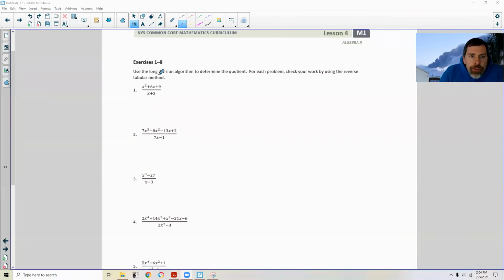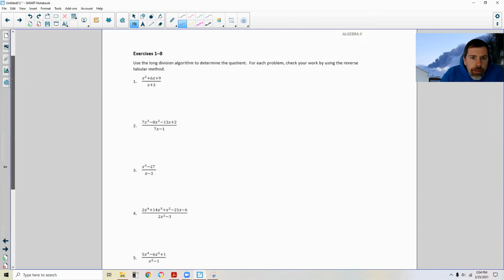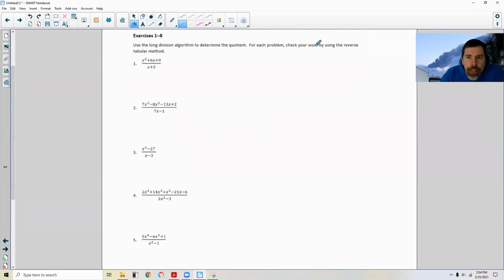Okay, page 3, exercises 1 through 8 says to use long division algorithm to determine the quotient, but then they want you to check by using reverse tabular method. All right, so these are exercises. Pause the video. See if you can do these on your own and then come back and check your solutions.